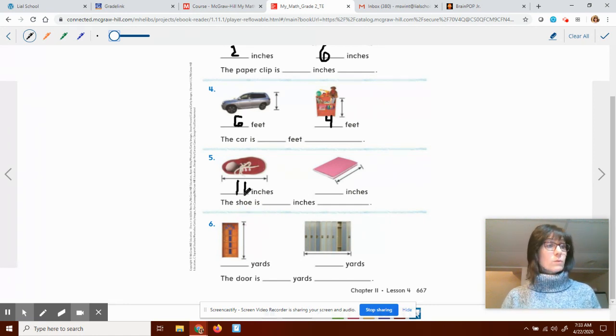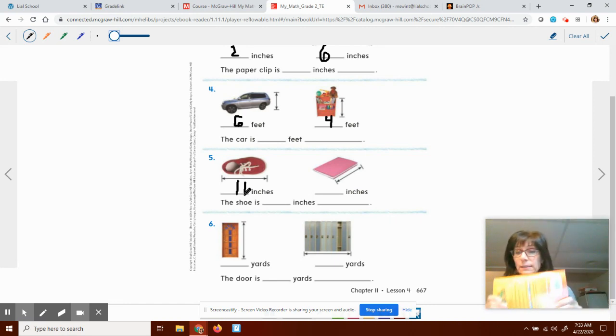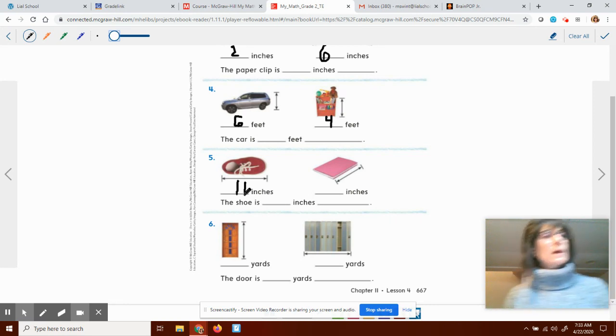All right, so we've got 11 inches for a shoe, or you can do your own shoe. And then it wants me to do a book. I just happen to have a book right here. I'm going to measure the back of the book from here to there. The particular book I had here, we're going to say it was 12 inches. So you need to do the comparison.